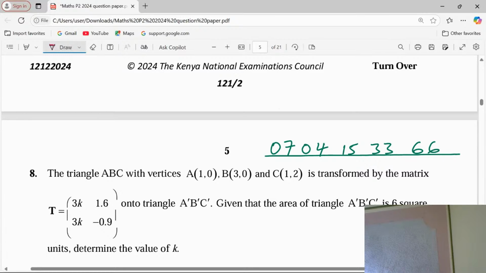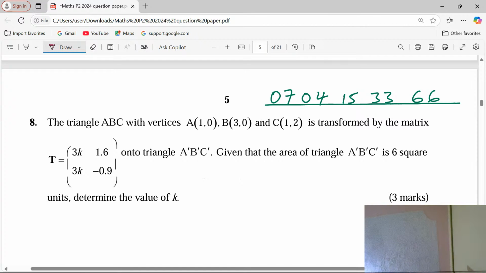Straight to number 8. The triangle ABC with vertices A (1, 0), B (3, 0), C (1, 2) is transformed by the matrix T, which is equivalent to (3k, 1.6; 3k, -0.9), onto triangle A'B'C'. Given that the area of the triangle A'B'C' is 6 square units.